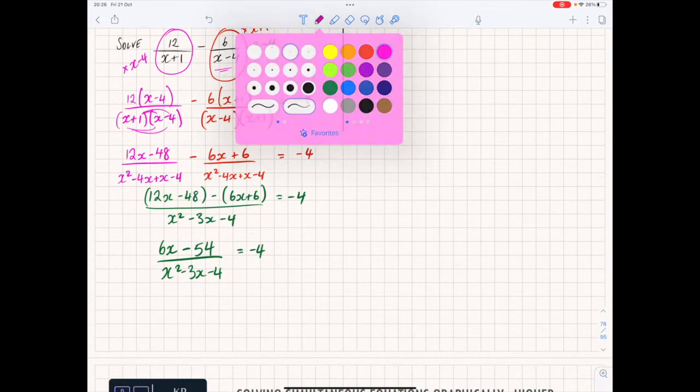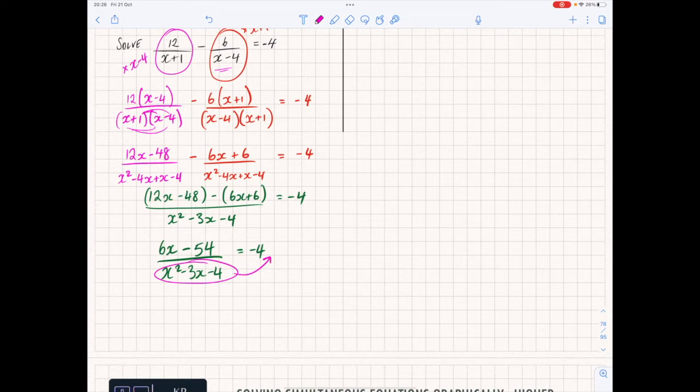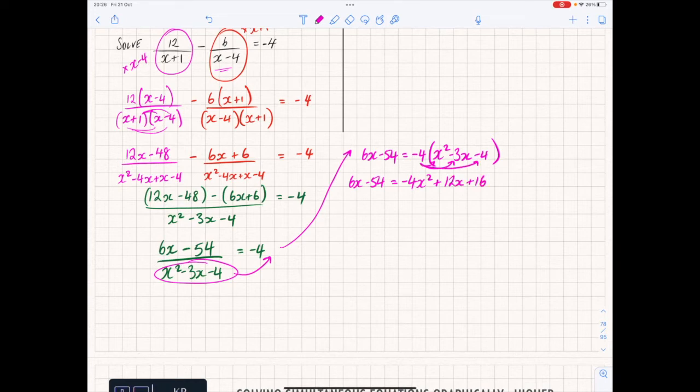So I'm still going to take this bottom value, take it over to here, and multiply it all out. So I'm going to come up here. If I do that, the 6x minus 54 is staying where it is. The minus 4 is being multiplied by the x squared minus 3x minus 4. The reason all of that is being multiplied over this side is because it's a divide on this left-hand side. Let's expand that out. So 6x minus 54 is equal to minus 4x squared. Minus 4 times minus 3 is a positive 12x. And then minus 4 times minus 4 is a positive 16.